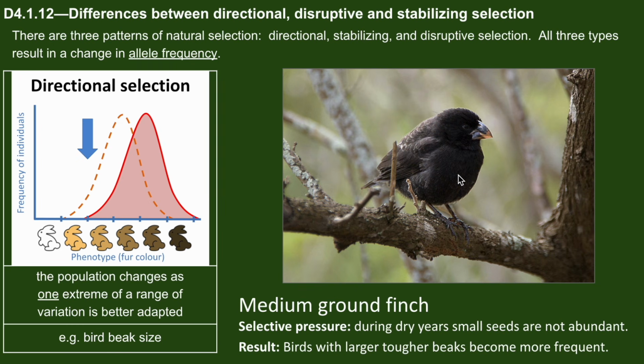That is not the case. These birds are not growing bigger beaks. Go back to step 1. Because of random mutations, there is variation in bird beak size. Some birds are going to have smaller beaks. Some birds are going to have larger beaks.